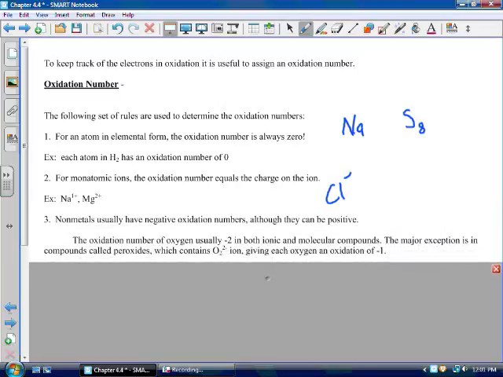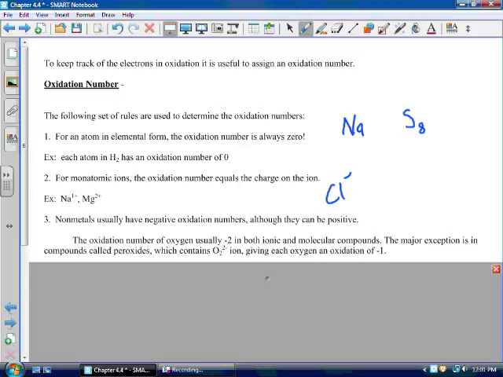Rule number 3 refers to nonmetals, and nonmetals are the ones that can get a little bit tricky. Metals are pretty much always the same, and the numbers we've looked at for charge are the oxidation numbers. But for nonmetals, oxidation numbers can be all over the place. Generally speaking, they're negative, but they can be positive in certain situations. Let's start with looking at oxygen.